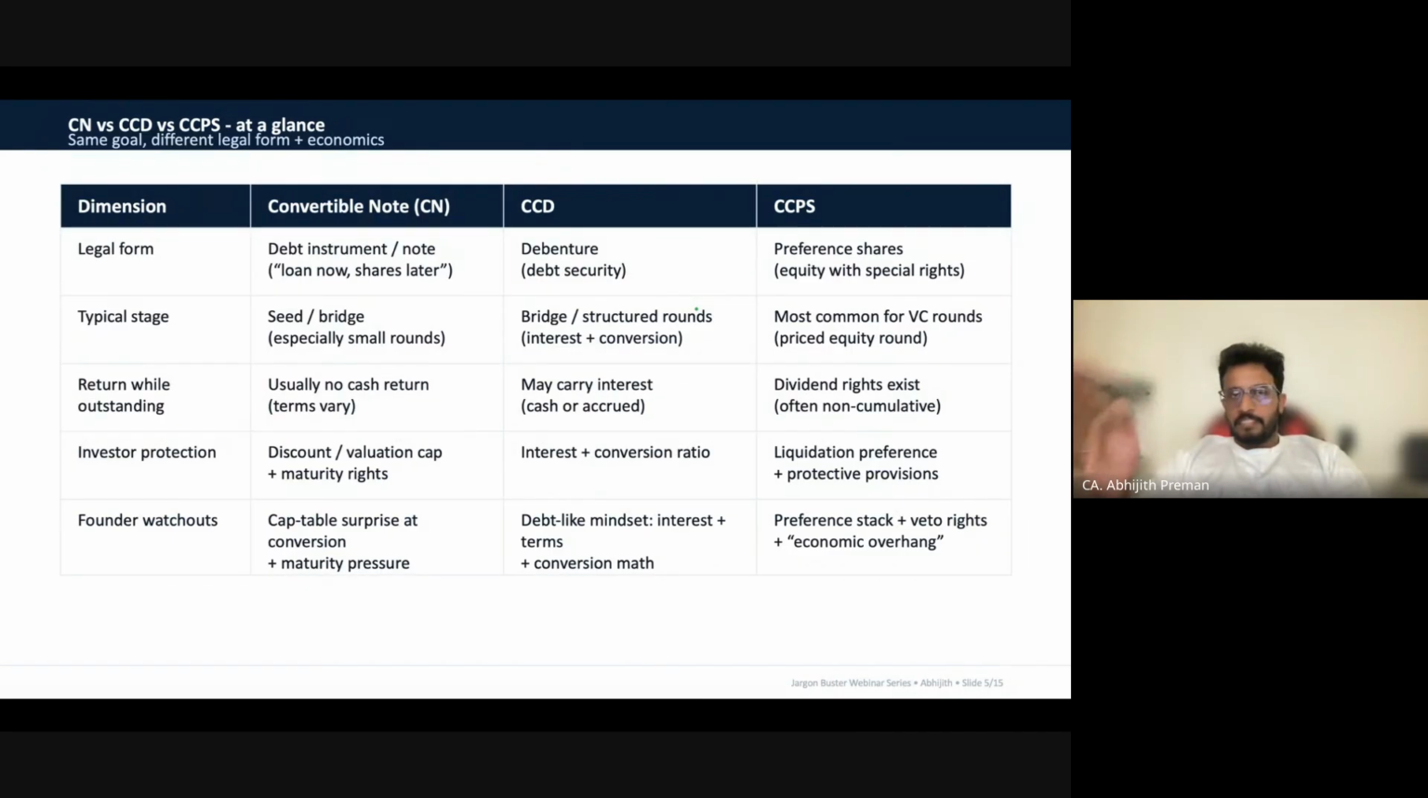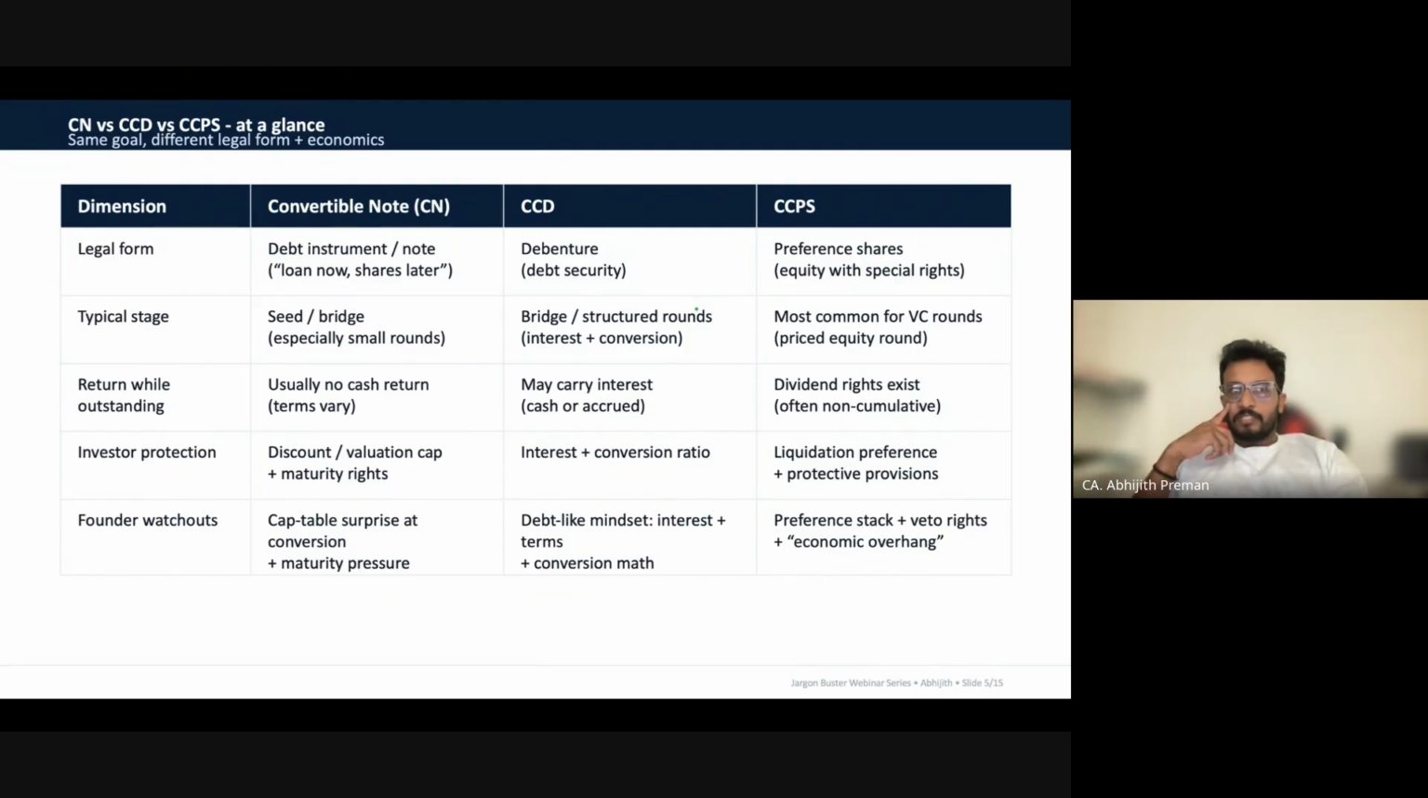Whereas in CCD, it's a debenture that is being issued. So it's a debt security. In CCPS, it's a preference share. It's equity with special rights, equity with preference rights. Okay. Then typical stage. Convertible notes are typically issued at seed stage or a bridge round, especially small round. CCD is also used for bridge or structured rounds. So there will be an interest plus conversion element in that case. Then CCPS, most common for VC rounds, priced equity round. So typically in priced equity round, VCs go for CCPS, but you can do it for unpriced rounds also.